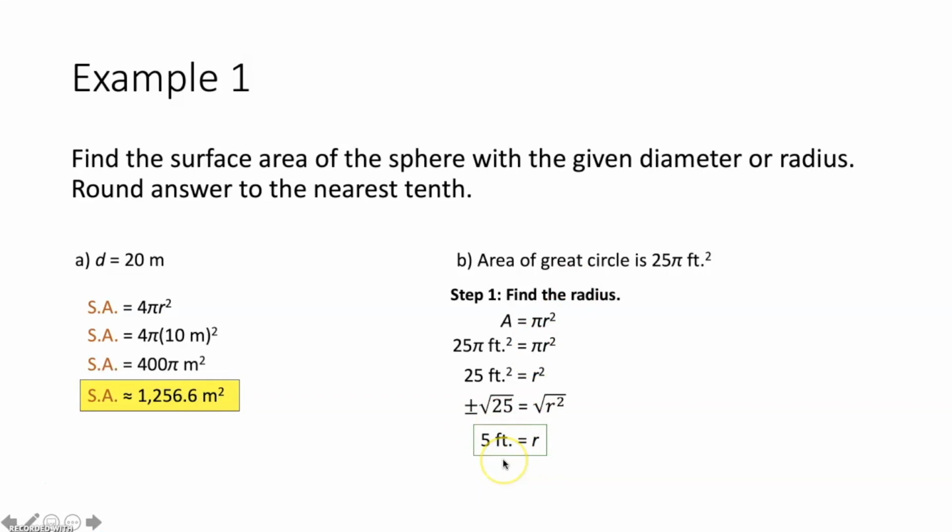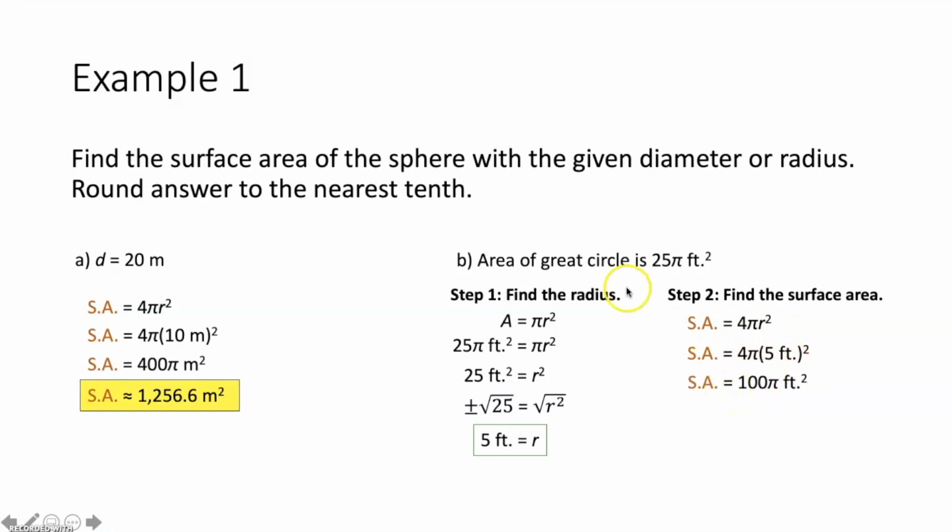Now that I found the radius of our sphere, all I have to do is take that and plug it into the surface area of a sphere formula. Surface area is equal to 4 pi r squared. So I take 5 feet, plug that in for r, our radius, and now all I have to do is square that, multiply it by 4 and pi, and I get that the exact surface area of this sphere with a great circle whose area is 25 pi feet squared is going to be 100 pi feet squared.